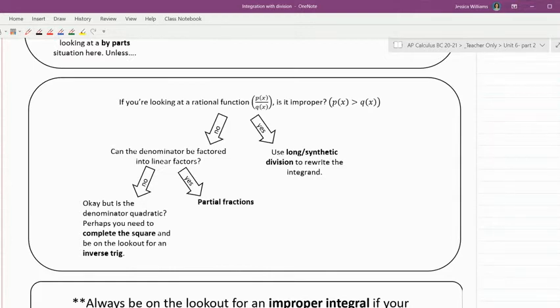If you're looking at a rational function, so some kind of division, a polynomial division situation, this is the one we're going to do today. If we have an improper rational function, meaning your numerator is greater than your denominator, so your degree on top is bigger than your degree on bottom, all right, so this is where we are starting today.